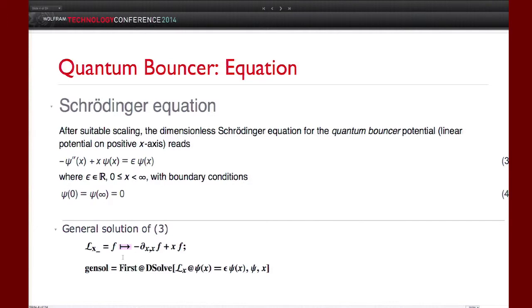And instead of hashes and ampersands, I prefer to use the mathematical notation, which Jason Harrison added in. So we can define the Schrodinger operator as an operator L with a variable x, which is a map between f and negative d by dx, the second derivative of f, plus the linear term. This is the potential term. And we can ask Mathematica to solve that.